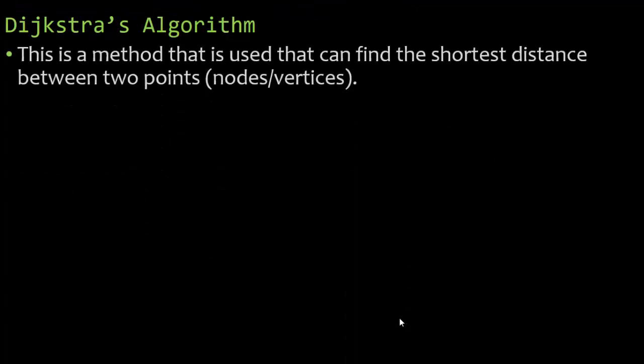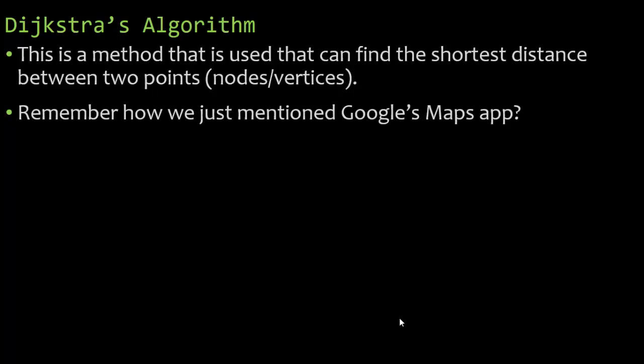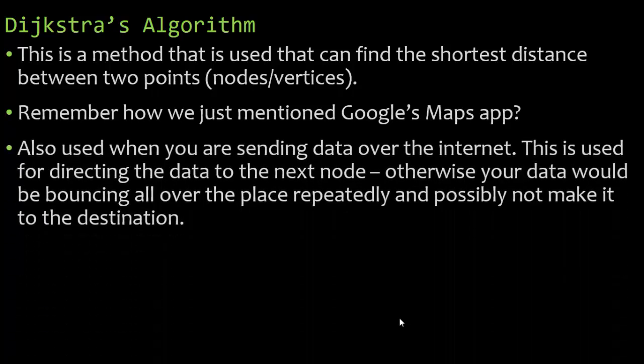It's a method that can find the shortest distance between two points, nodes, or vertices. Remember how I just mentioned Google's Maps app? Well, it's also used when you're sending data over the internet. This is used for directing the data to the next node. Otherwise, your data would be bouncing all over the place repeatedly and possibly not make it to the destination at all. We talked about that earlier in the year when we covered the difference between circuit switching and packet switching, and this is describing packet switching.